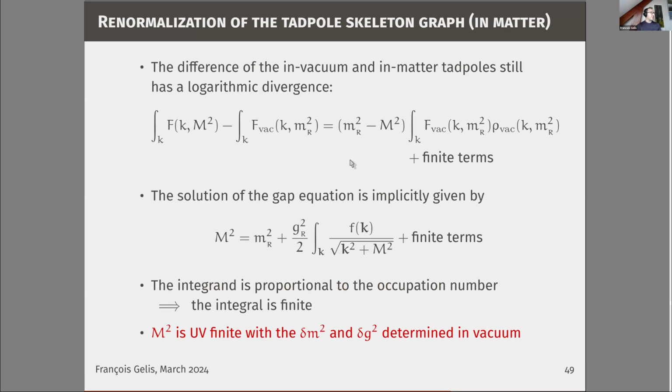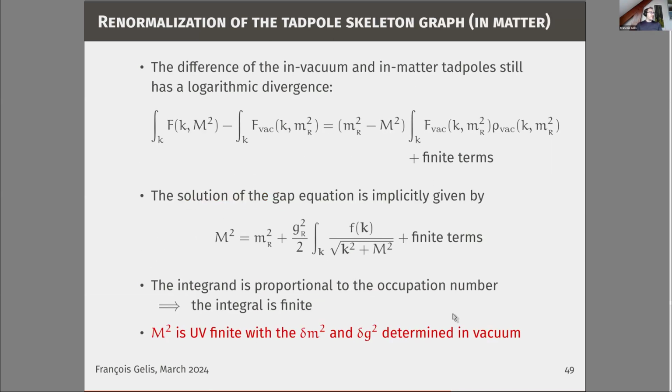It's a little bit more complicated to see, but it works pretty much in the same way. The conclusion is that the big M square, so the mass that solves the gap equation in the presence of matter, is also UV finite with the mass counter term and coupling counter term determined in vacuum.